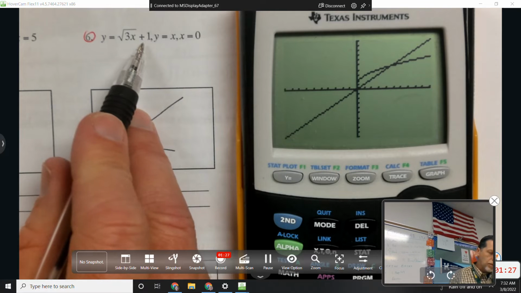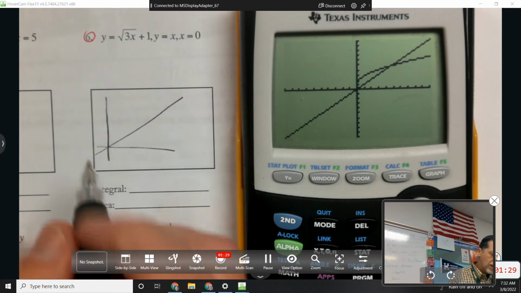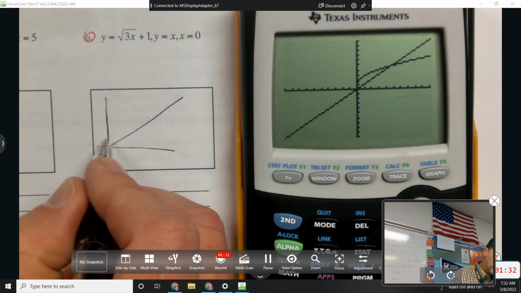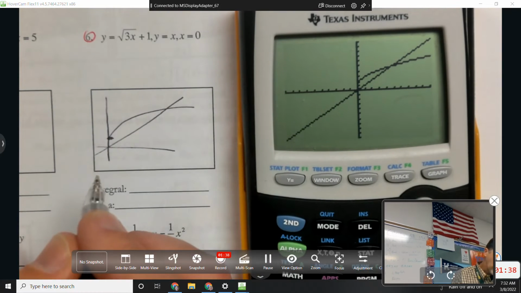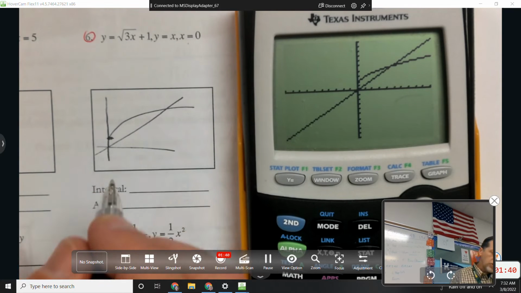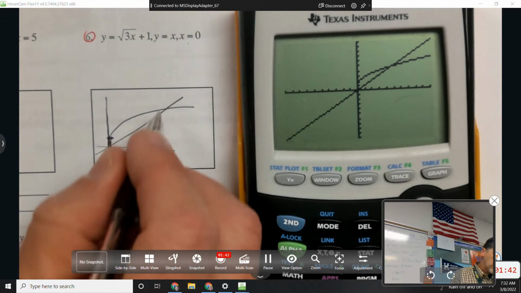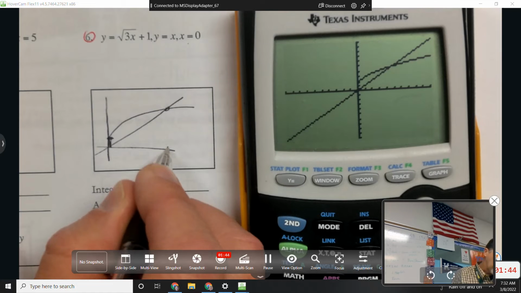Plus 1, so I'm using a little bit of my own knowledge here. It's not going to start at 0. It's going to start at up 1. Go like that. But x equals 0 is one of the boundaries as well. So what I really need to find is where they intersect over there.